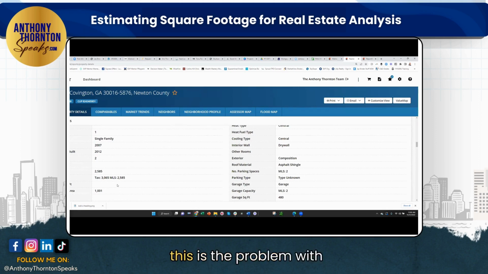As you see, this is the problem with real estate agents. The tax assessor has 1 square footage, the MLS has another. We'll err on 2585 square feet for the home.